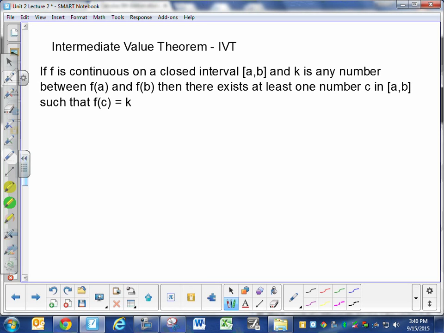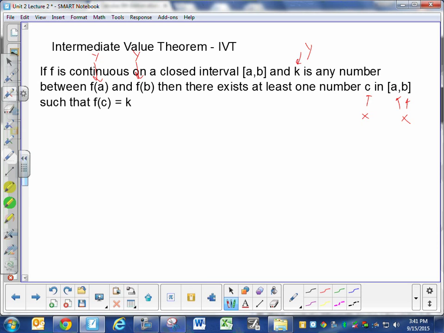If f is continuous on a closed interval from a to b, and k is any number between f of a and f of b, then there exists at least one number c in [a, b] such that f of c is equal to k. Seems very complicated, but it's really not. The important thing is that this k value is a y value. f of a and f of b are y values. c is an x value. a and b are x values.